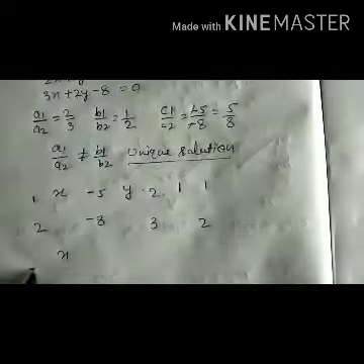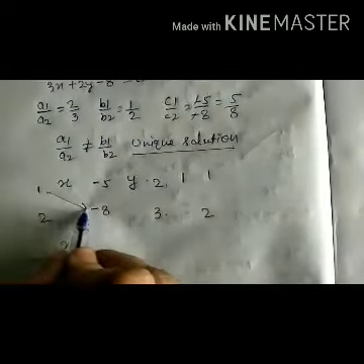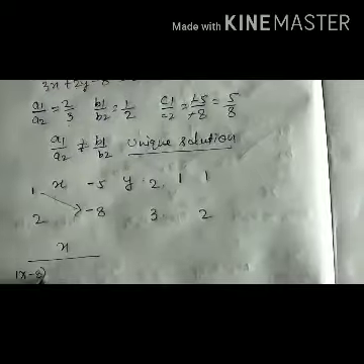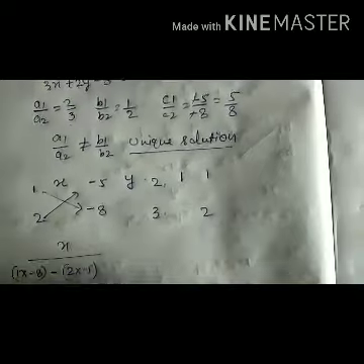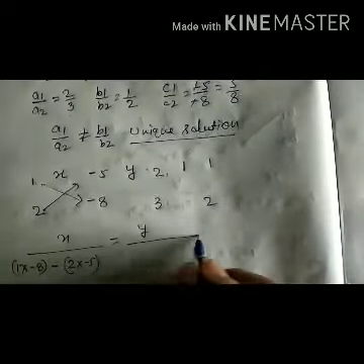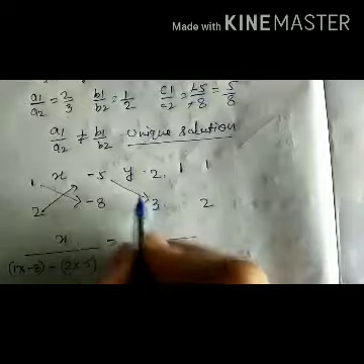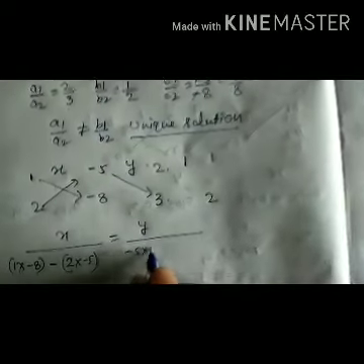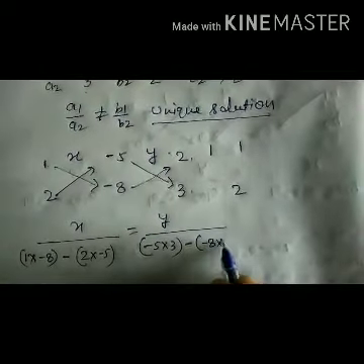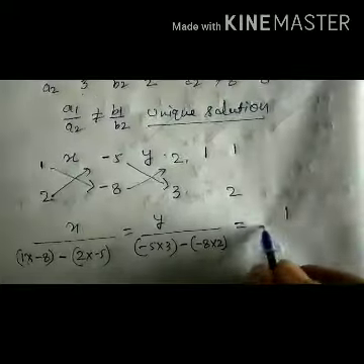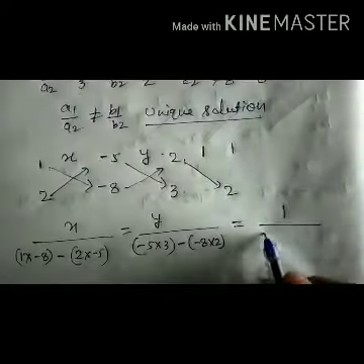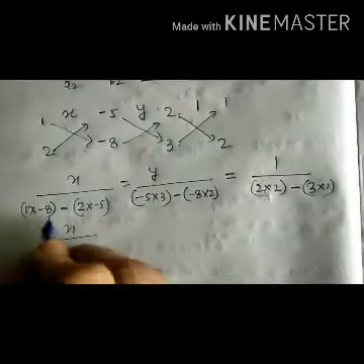Now x upon multiply 1 into minus 8 minus 2 into minus 5. Keep it in the bracket. Y is equal to minus 5 into 3 minus 8 multiplied by 2 is equal to 1, 2 multiplied by 2 minus 3 multiplied by 1. Open the bracket. X upon minus 8 and 1.